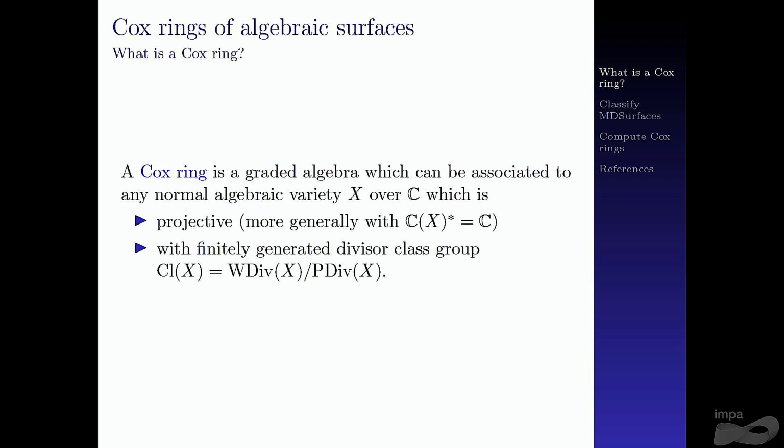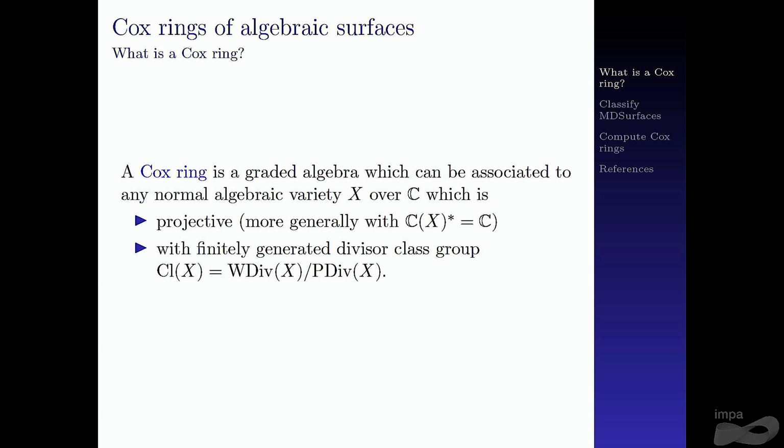So the plan of my talk is more or less what you can see on the right side. I will start by introducing what a Cox ring is and try to explain why it is interesting. Then I will tell something about the classification, or what we know about the classification, of Mori dream surfaces. And in the end, something about the problem of computing Cox rings. So let me start with what a Cox ring is.